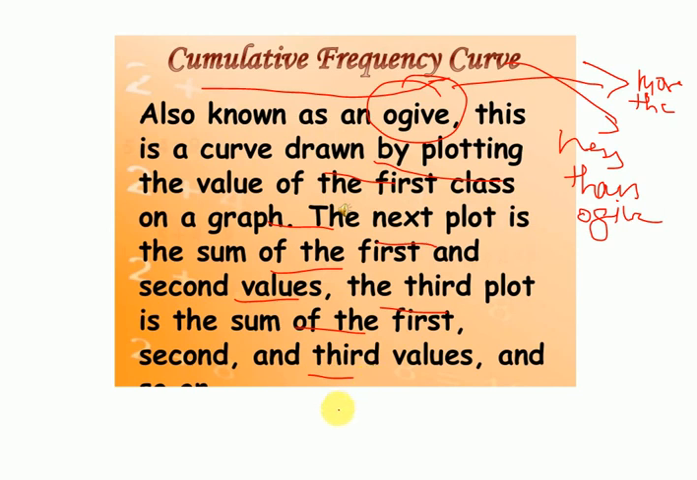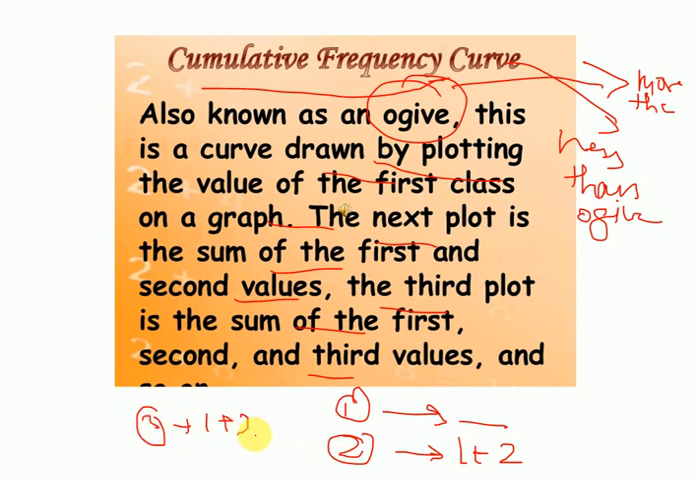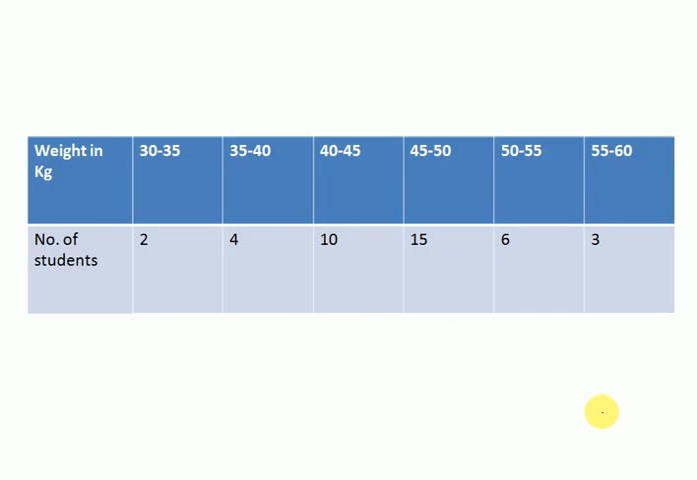What it is trying to say? That the first plot is itself only. The second will be the sum of 1 and itself. The third plot will be the sum of 1, 2 and itself, and so on. Are you understanding? This is what we call CF. You will understand in the next slide. Okay. Now here we are given that we have to make more than ogive.